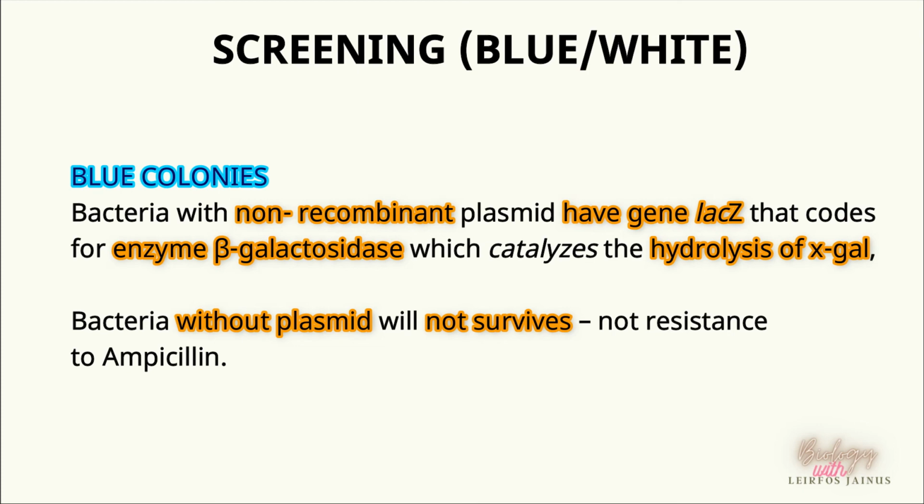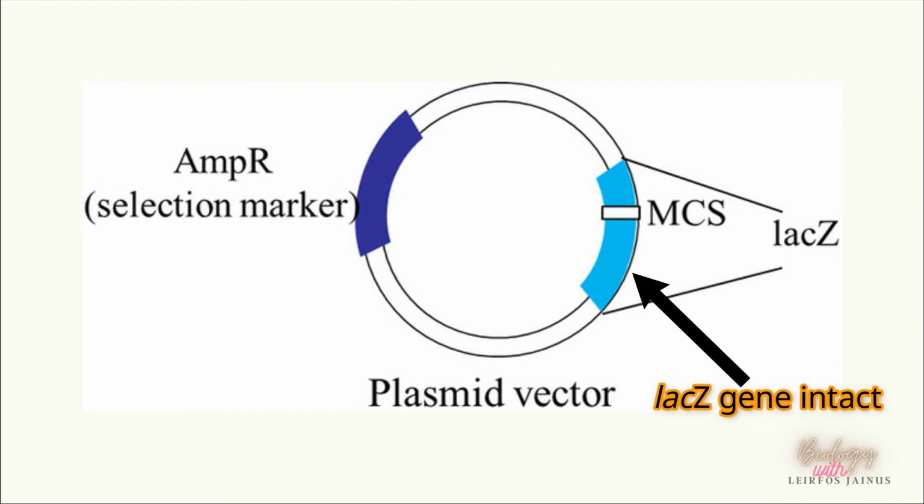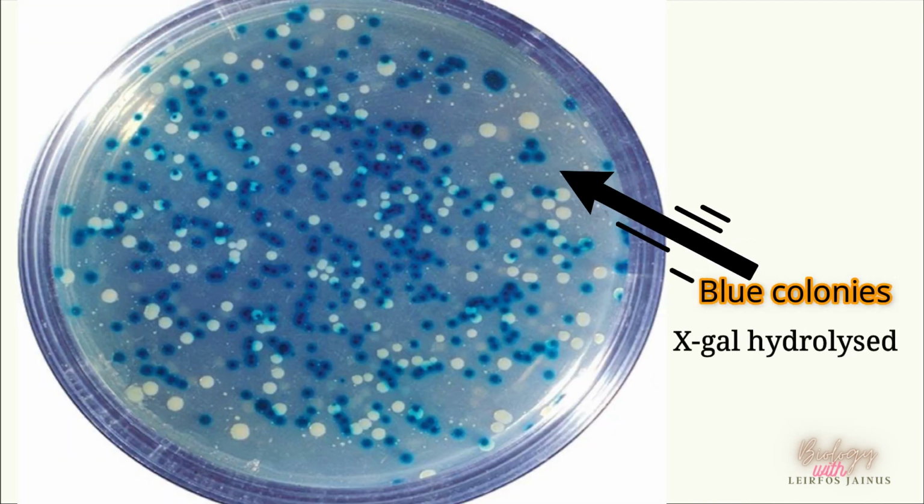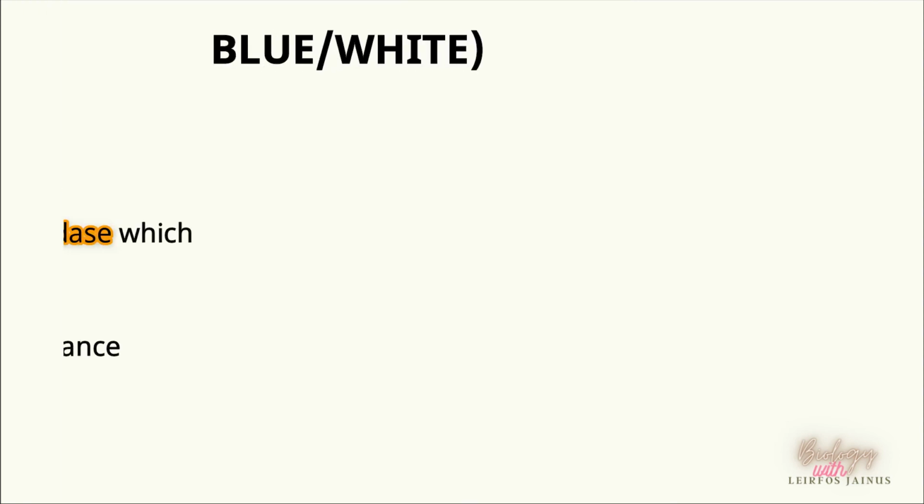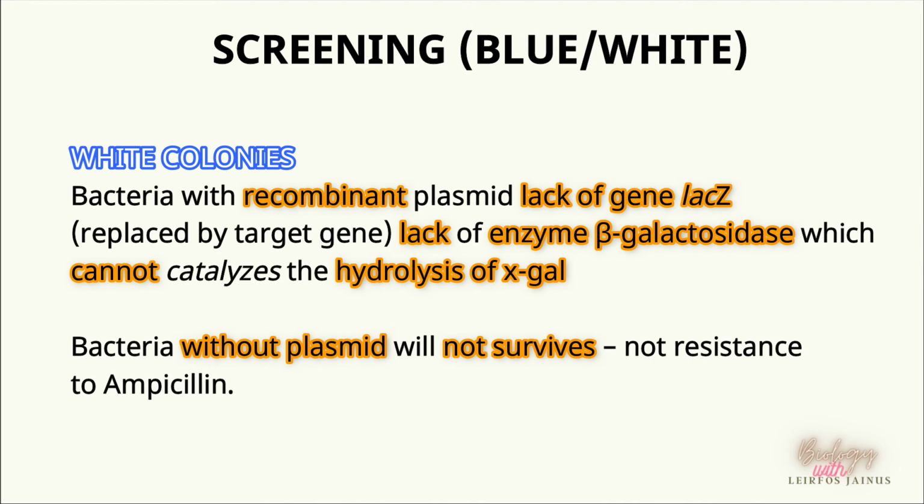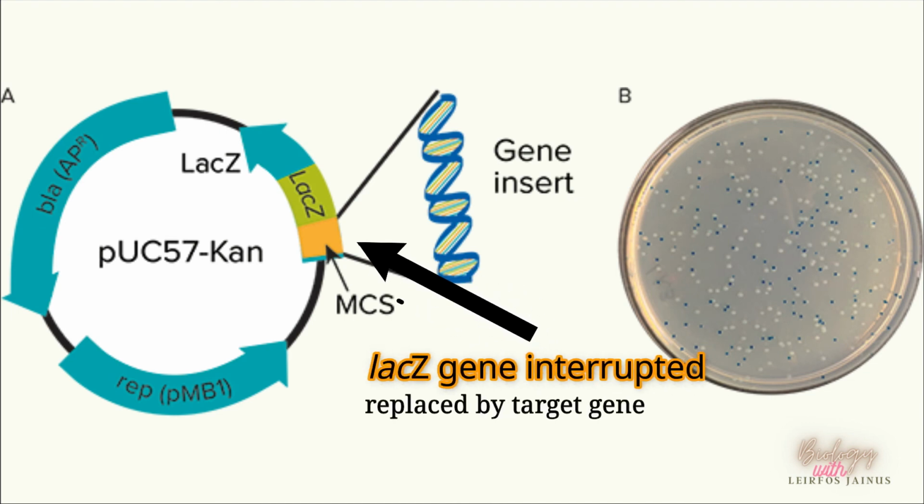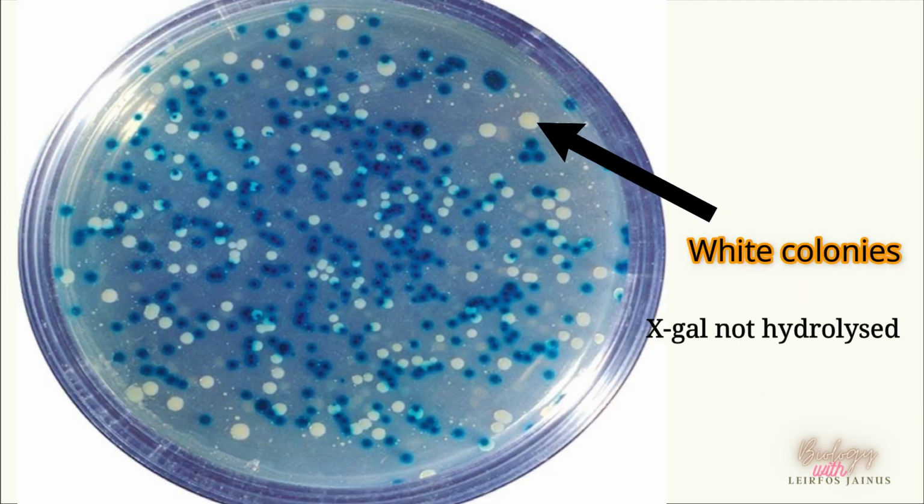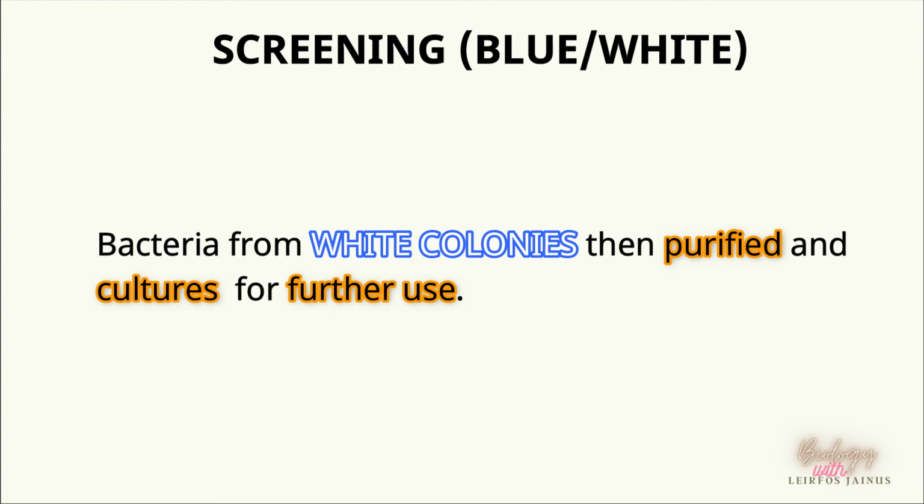Blue colonies form because the bacteria with non-recombinant plasmid have complete lacZ gene. This gene that codes for enzyme beta-galactosidase is capable of hydrolyzing X-gal to form blue colonies. While the white colonies consist of bacteria with recombinant plasmid, in which the lacZ gene on the plasmid is replaced by target gene. As a result, no enzyme beta-galactosidase is produced and the X-gal is not hydrolyzed. The bacteria from the white colonies are then purified and cultured for further use.